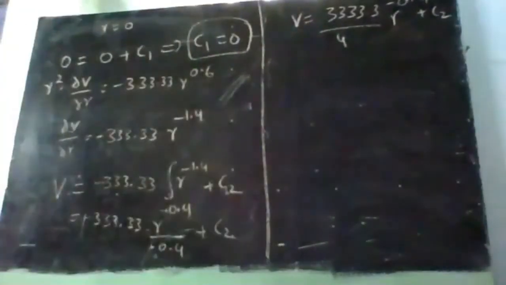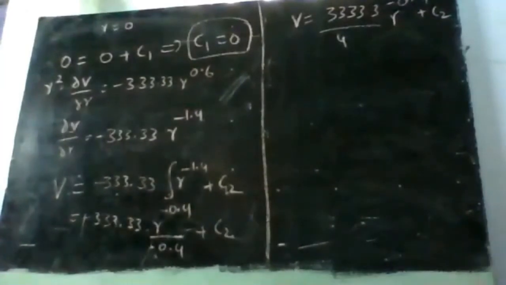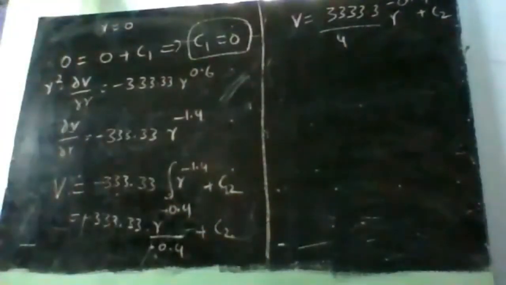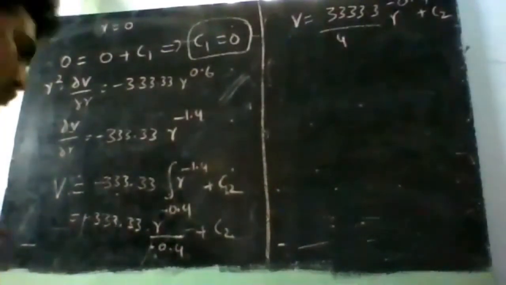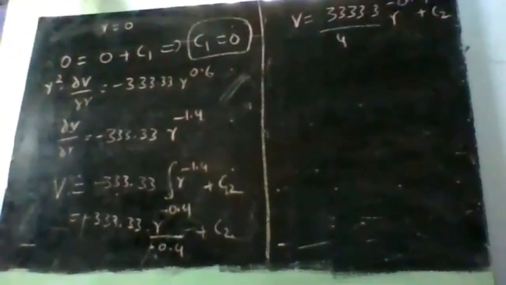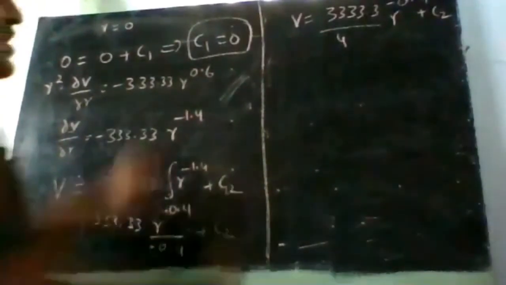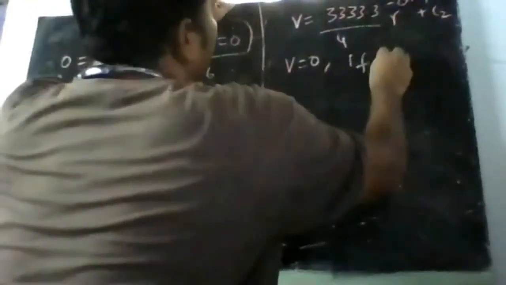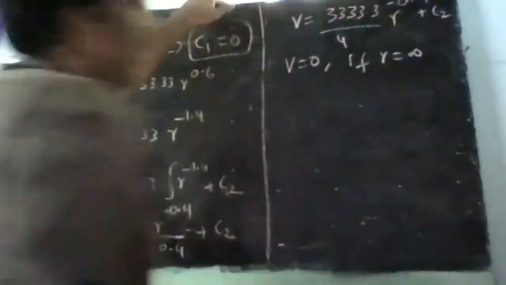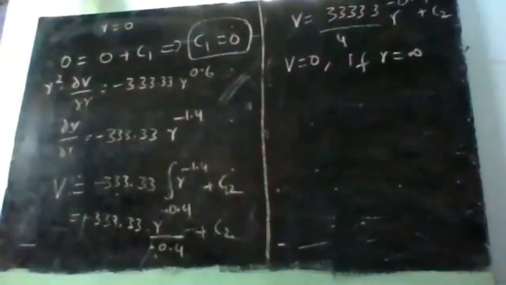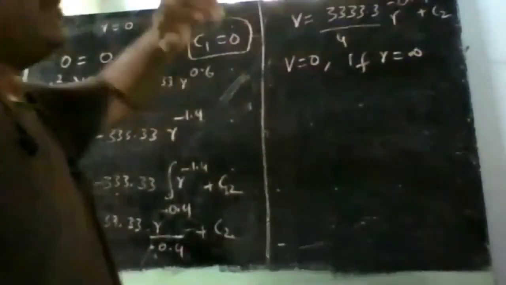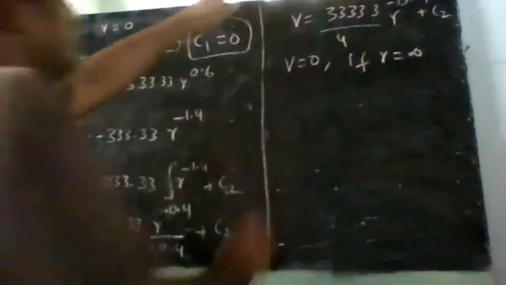Correct? So now we need to evaluate the value of C2. For that, we have to use the second boundary condition. What is the second boundary condition given? The value of V will be 0 if R is equal to infinity. So using this condition, let us find out the value of C2.